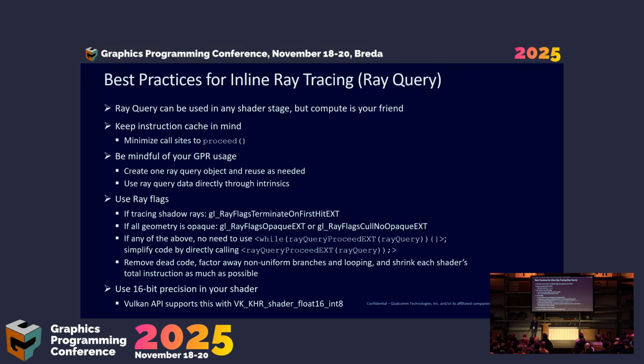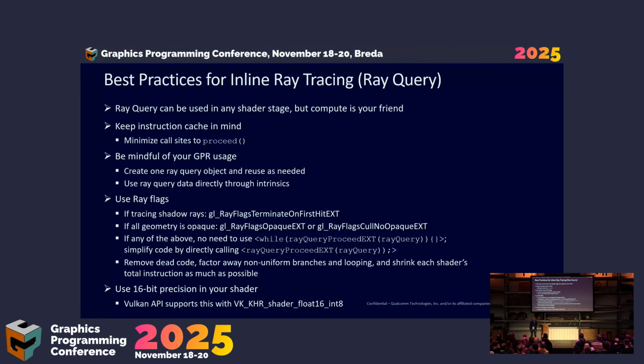If your geometry is fully opaque, tell us it's fully opaque. Write nice code so that our compiler can generate even better assembly code for you. Again, use your good programming practices, remove dead code. Just help our compiler help you generate good code. And then you can also use 16-bit precision in your shader if you like.